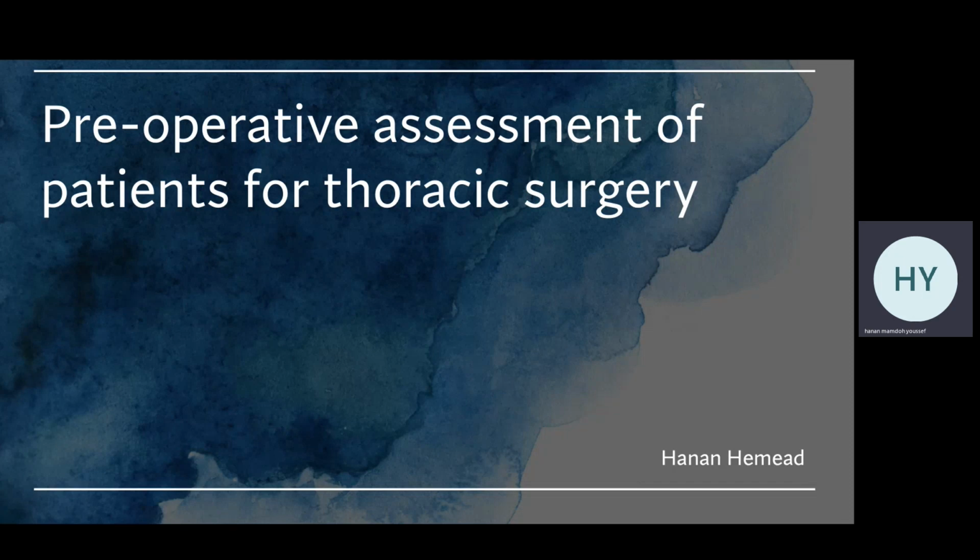As a young junior resident, you will be asked to attend the outpatient clinics, either to assess or to attend on behalf of the consultant to see the patients. And so these are a series of lectures to help you during the preoperative assessment.